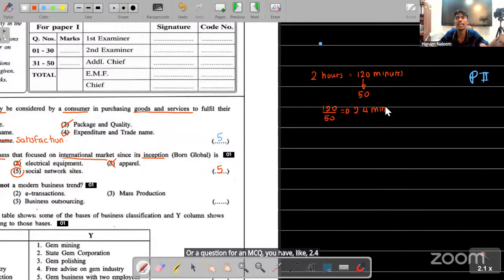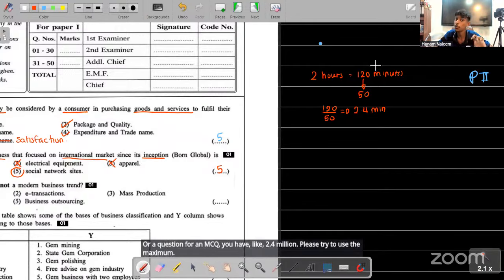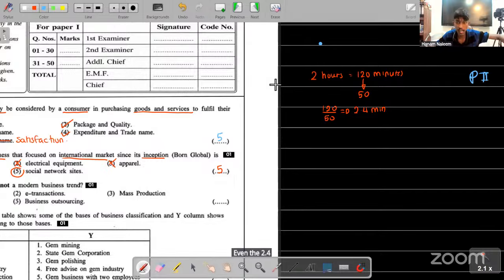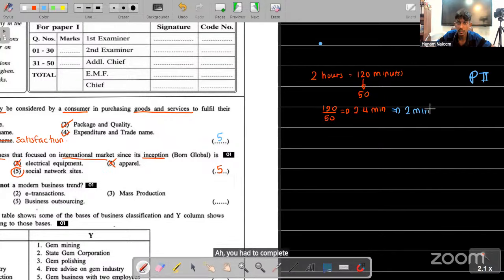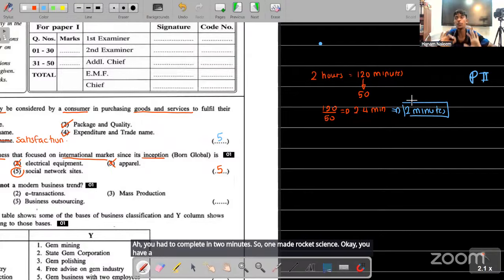Please try to use the maximum. You don't allocate 2.5. What should be the target? You should complete one question within how many minutes? You have to complete it in 2 minutes. So 1 minute, it's not rocket science. You have a target to complete in 2 minutes.